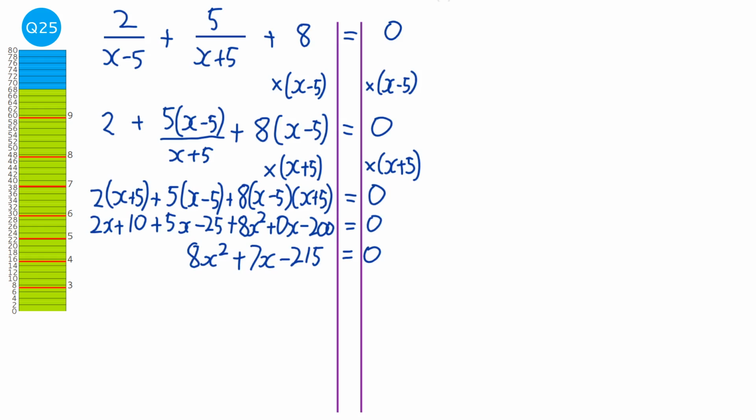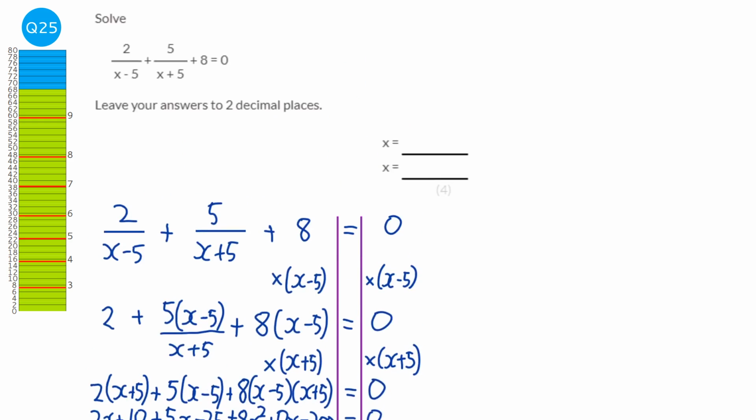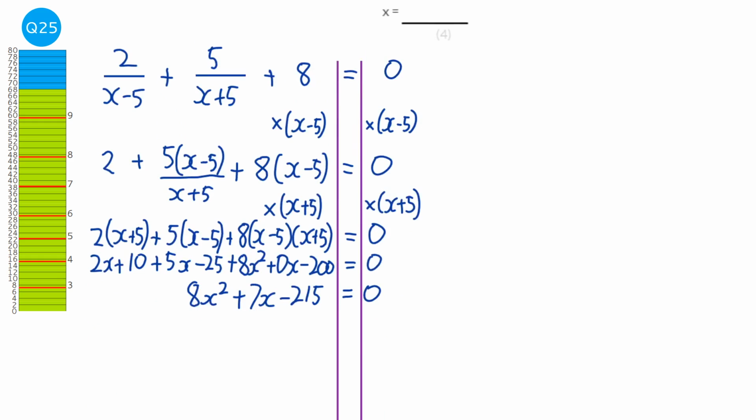If this is on the calculator paper, chances are it will be a question on using the quadratic formula. If you look back at the question as well, the biggest clue is it asks for the answer to be to 2 decimal places, so it clearly won't factorise. So we are using the quadratic formula. We need to know what a equals, and a is the coefficient of the x squared, so a equals 8. b is the coefficient of the x, so that's 7, and c is the number at the end, which will be minus 215.